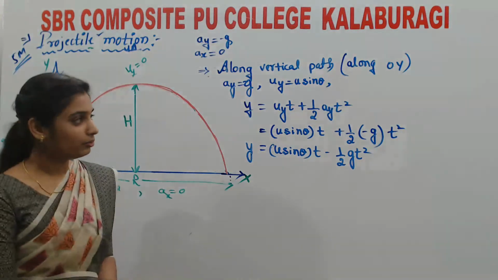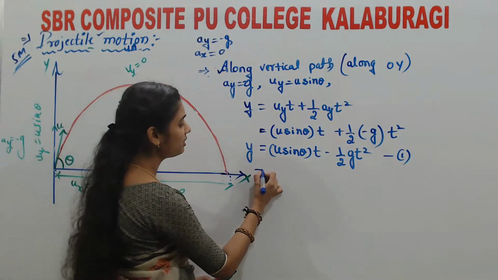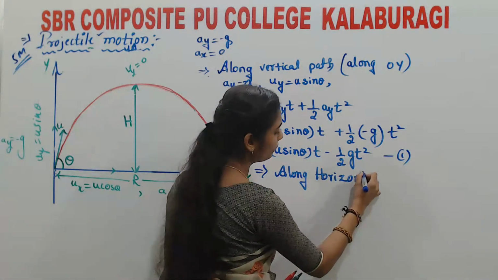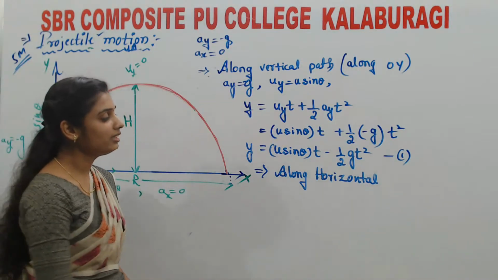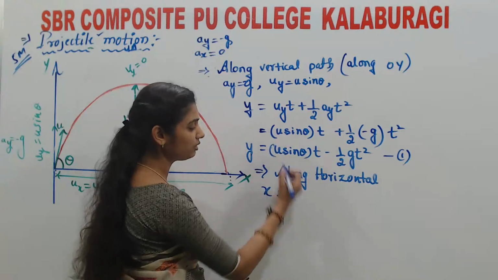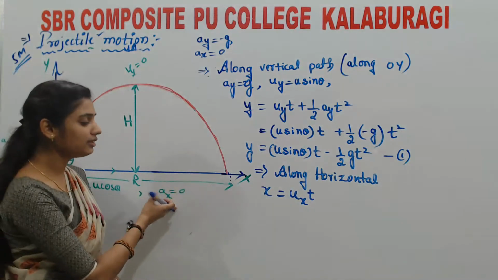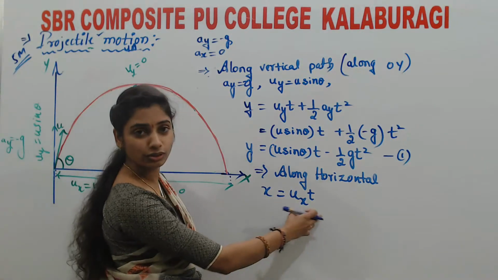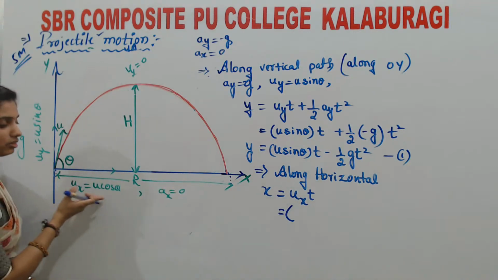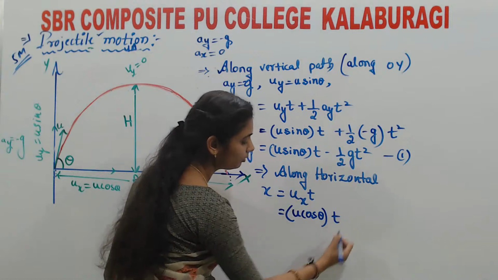Take it as equation 1. This is the equation for vertical motion. And now let us see what happens along the horizontal direction. Along horizontal, we can study the equation of motion, instead of y, taking x. So x equals, instead of uy, ux into t. And we know that along the horizontal the acceleration is 0. So the equation will be x equals ux into t. What is the value of ux? What is the component of velocity along the x direction? That is u cos theta. So x equals u cos theta into t.